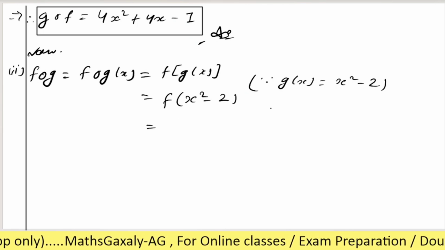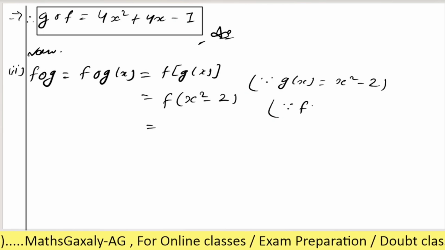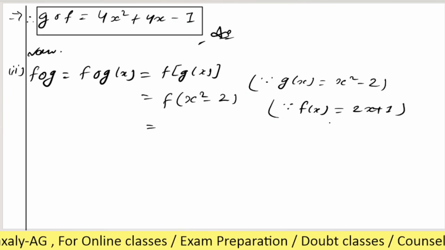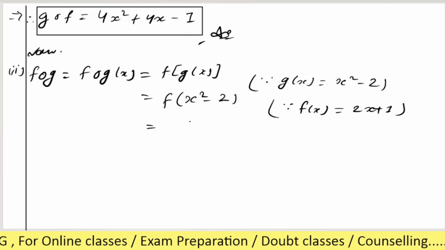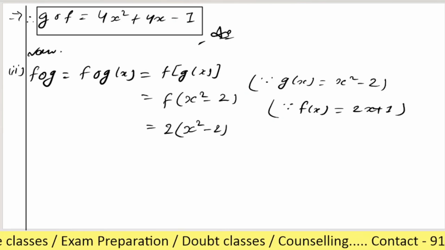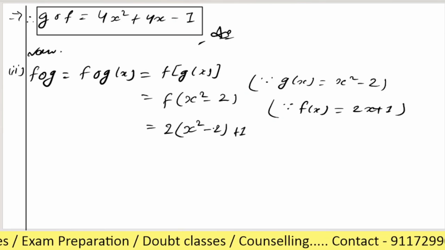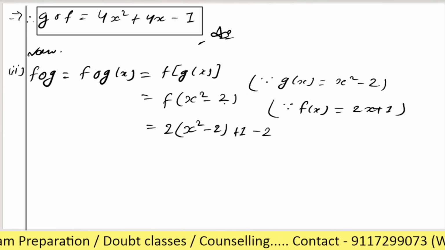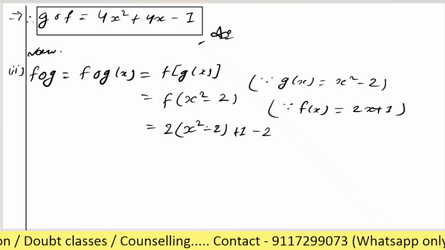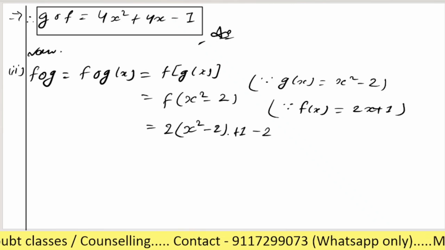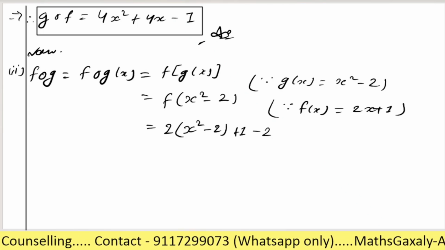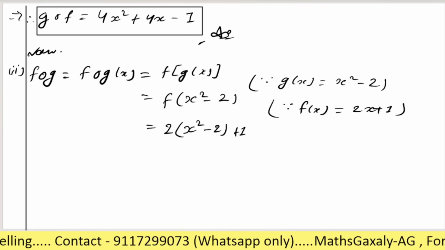Now here, see, it is in the form of fx. Since fx is equal to 2x plus 1, in the place of x we will write x square minus 2. So it will be 2 into (x square minus 2) plus 1. This whole is x, this whole one is x. So here it will be not minus 2.